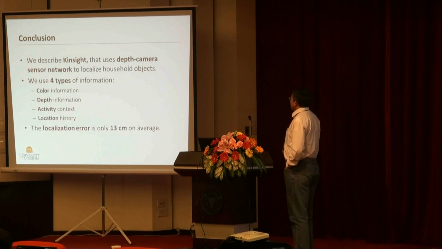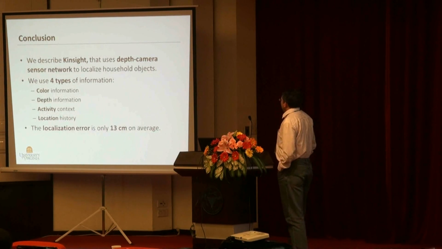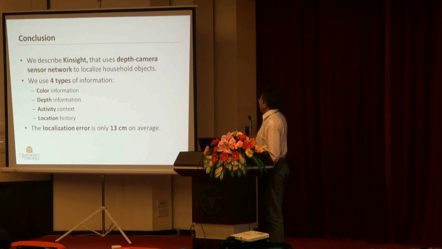this is the conclusion. The system that uses that method to recognize objects uses four types of information: color, depth, activity context, and the question history. And it supplies you with a localization that's about 13 centimeters accurate on average.